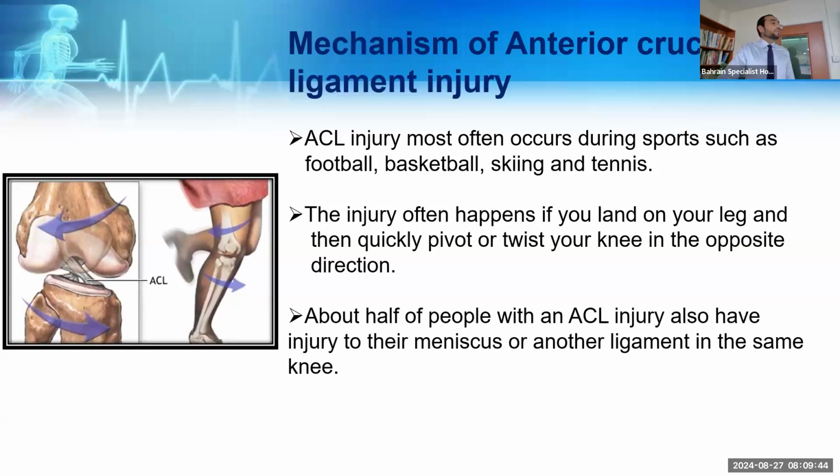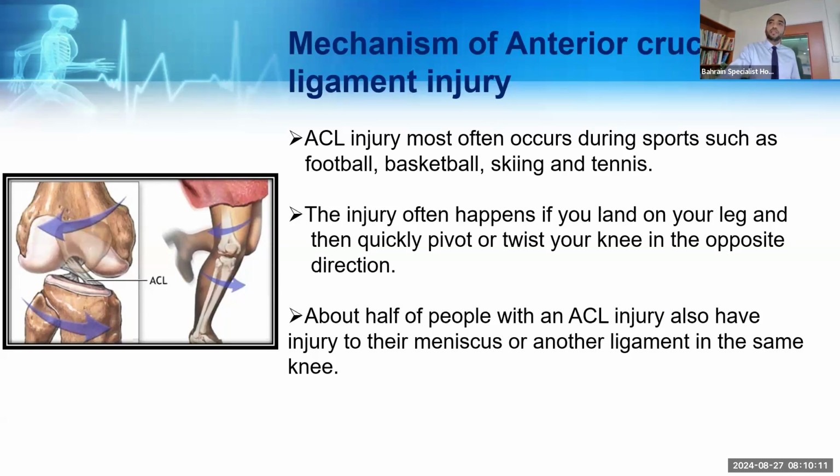Mechanism of injury of the anterior cruciate ligament. So anterior cruciate ligament injury most commonly occurs during sports events, especially the most common here in the Middle East is football. Other sports also result in anterior cruciate ligament injuries, such as basketball, skiing, and also tennis. And also badminton causes anterior cruciate ligament injury.